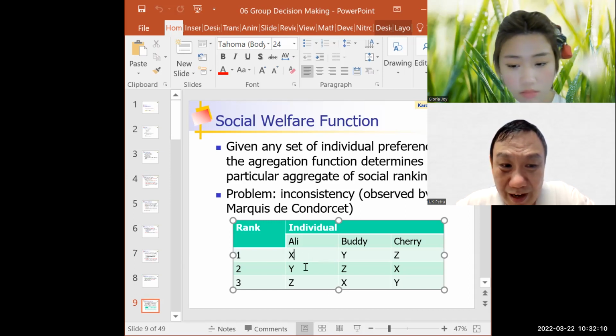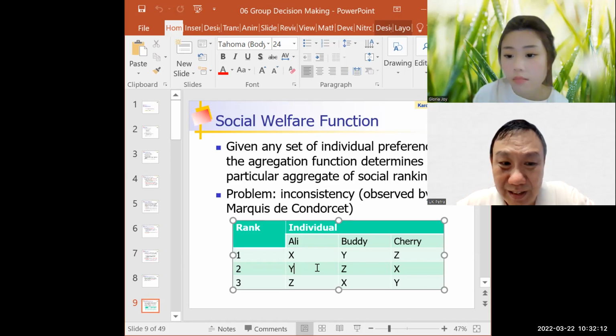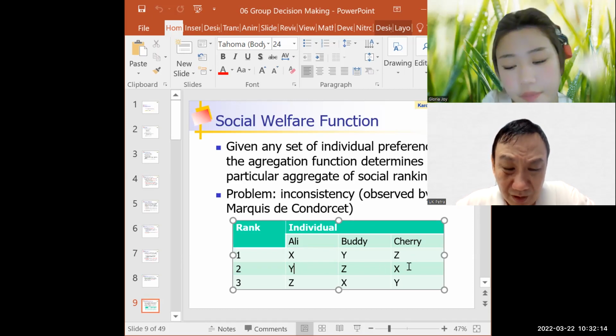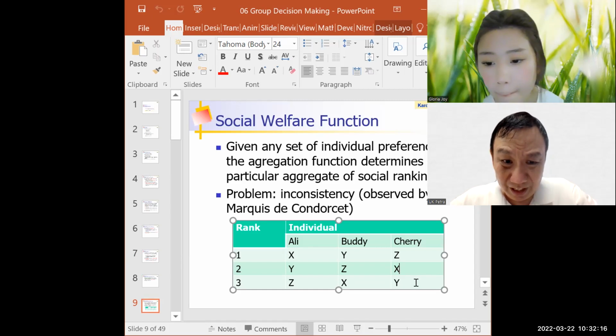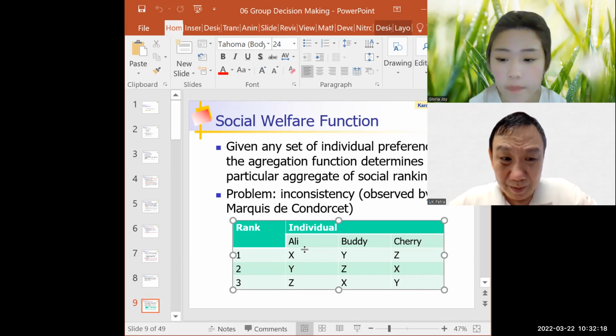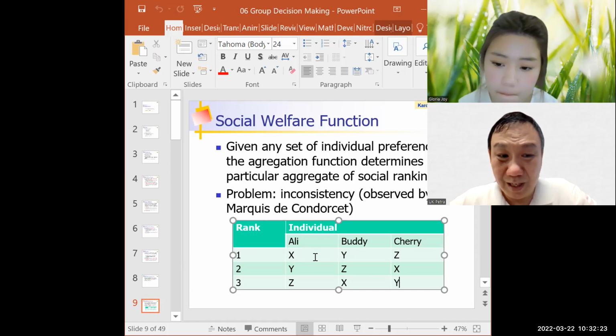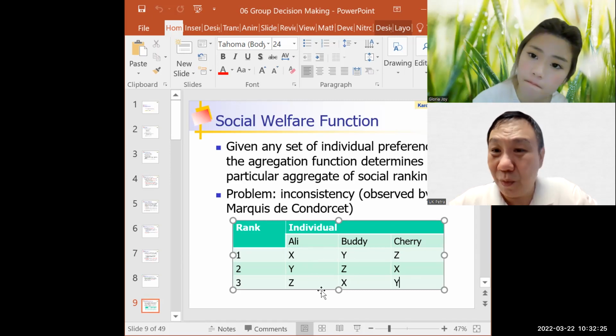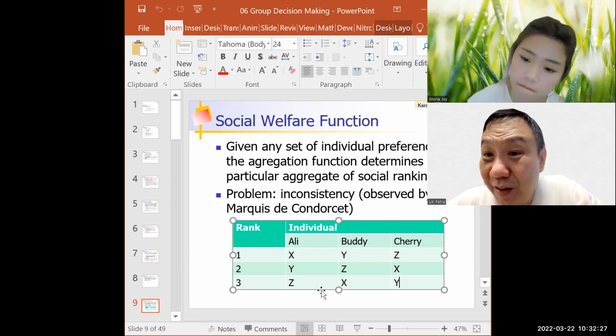Here X is higher than Y, right? For Ali's case. For Cherry's case also, X is higher than Y. But for Buddy, no, Y is higher than X, right? So in that case, if you take the majority of X and Y, X is winning, correct?